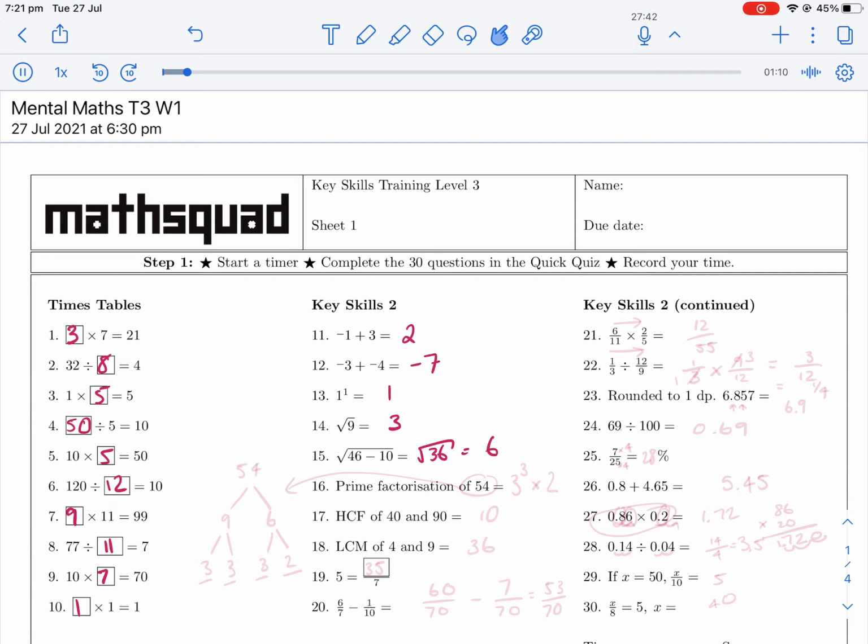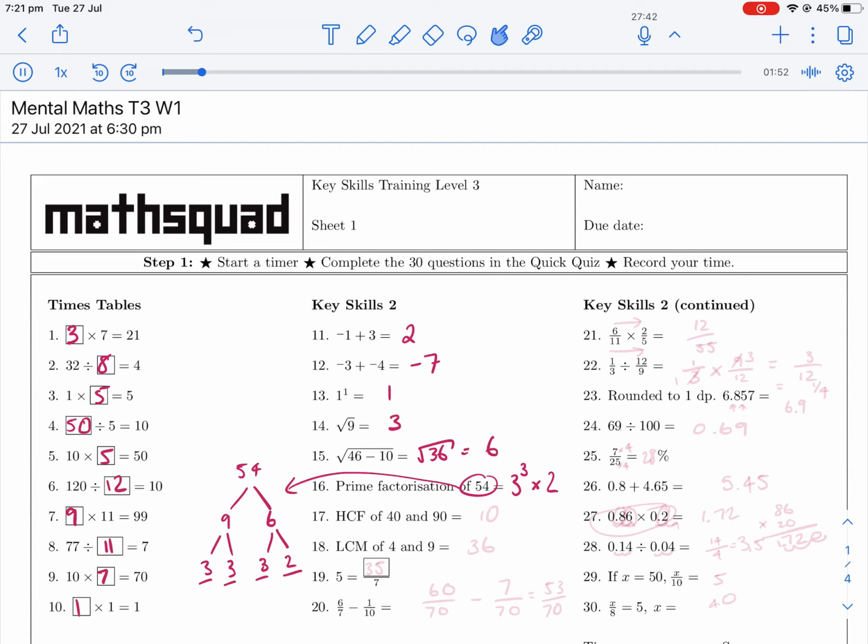Alright, prime factorization of 54. Let's come over here for some more room. So we've got 54. Let's think of two factors of 54. How about 9 and 6? 9 times 6 is 54. That can still be broken down into 3 times 2 is 6, and 3 3s are 9. In other words, 3 to the power of 3 times 2 is the prime factorization of 54. 3 times 3 times 3 times 2 is 54.